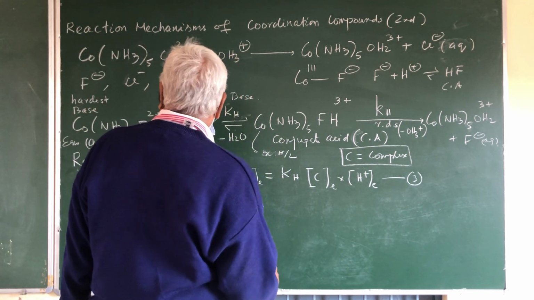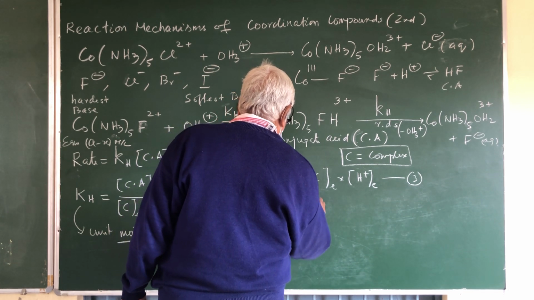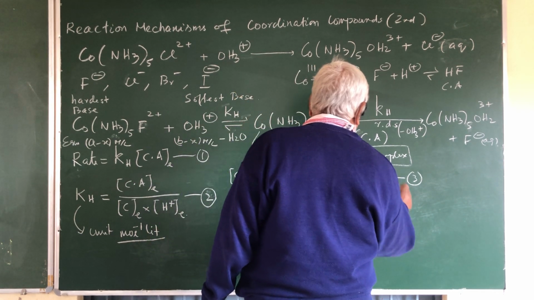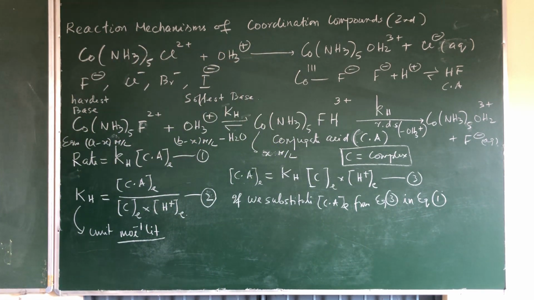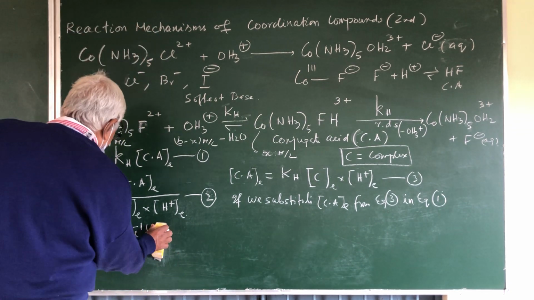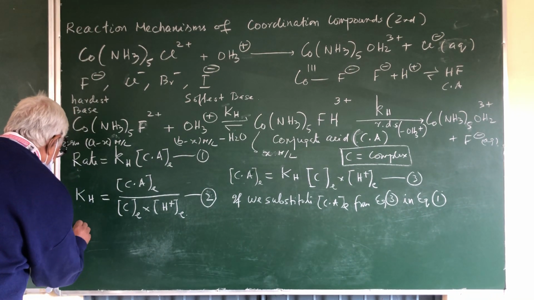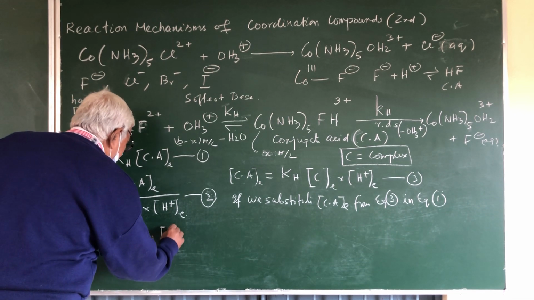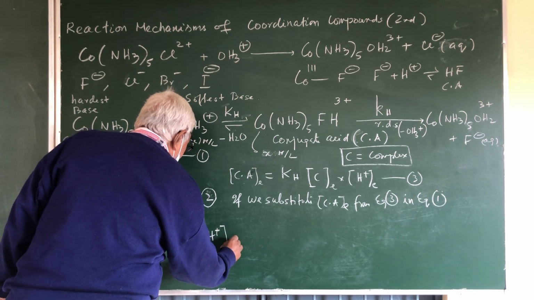So if we substitute complex equilibrium from equation 3 in equation 1, then what would be the rate? The rate would be equal to KH into complex equilibrium into hydrogen ion equilibrium. This is equation 4.